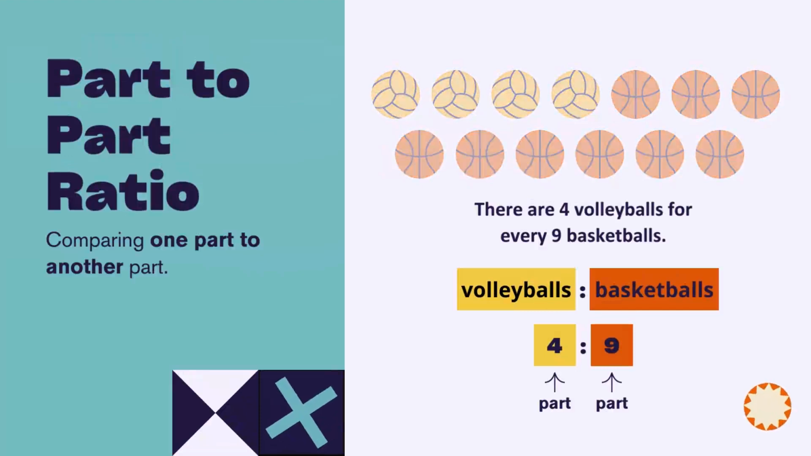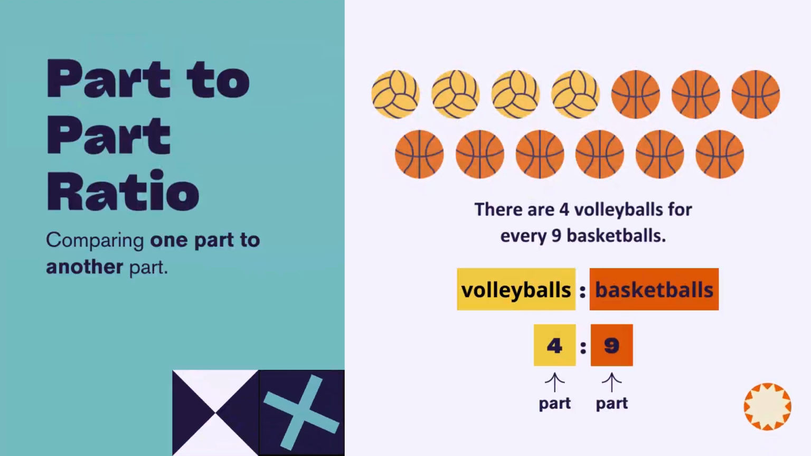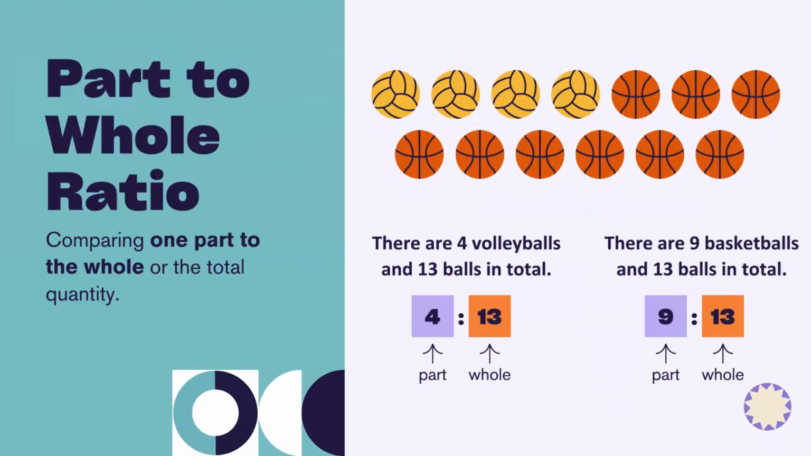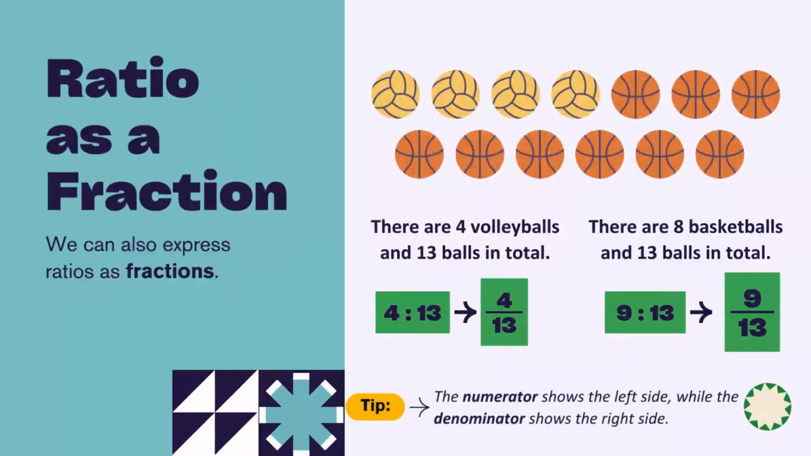This first example is on part-to-part ratio. There are 4 volleyballs here and 9 basketballs, so the ratio of the volleyballs to the basketballs is ratio 4:9. While the ratio of the 4 volleyballs to the 13 total is a part-to-total ratio. Written as a fraction, the ratio of the 4 volleyballs to the 13 total is 4/13. While the ratio of the 9 basketballs to the 13 total is 9/13.